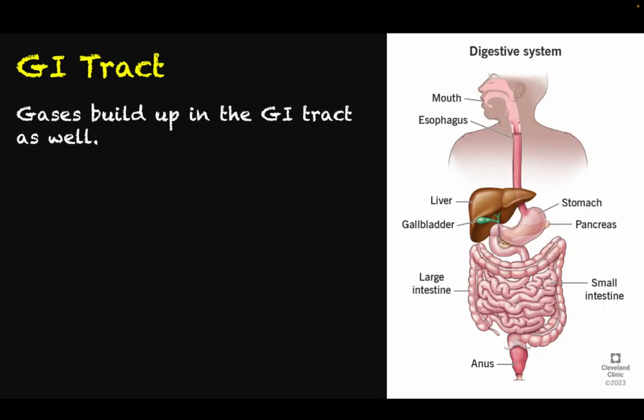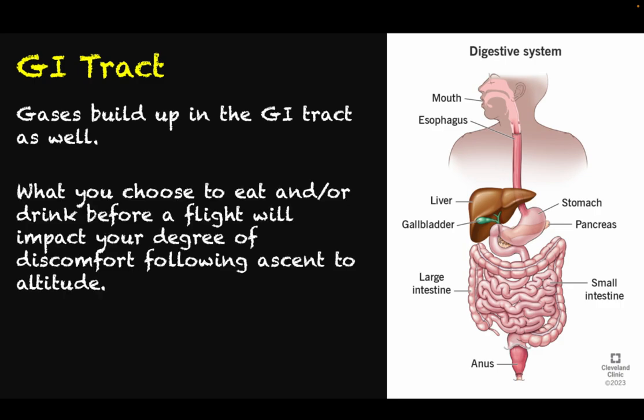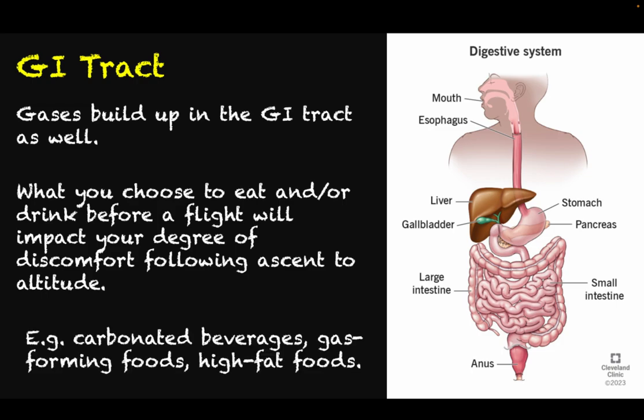Okay, and then your GI tract, oddly enough, can also fill up with gases as well. I mean, everybody farts, right? So you at least understand that gases build up in your small and large intestines, right? So what is going to affect things here is what you choose to eat and or drink right before you get on the airplane. This is going to impact your degree of discomfort following ascent to altitude.